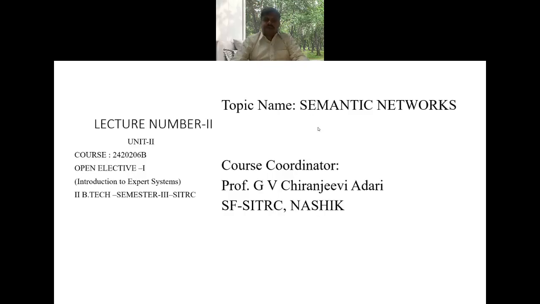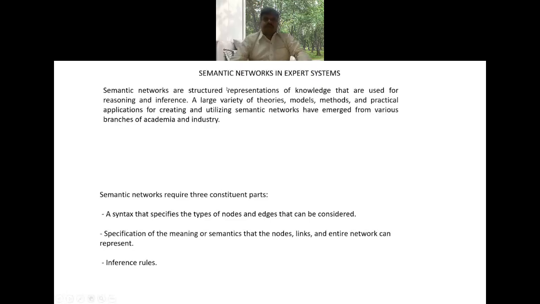So today we will see what semantic networks are. We will consider some examples, starting from the basic definitions. Next. These semantic networks play a very significant role in expert systems. They are structured representations of knowledge that are used for reasoning and inference.